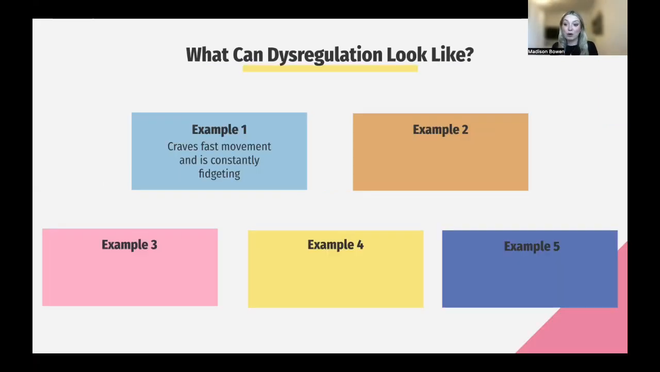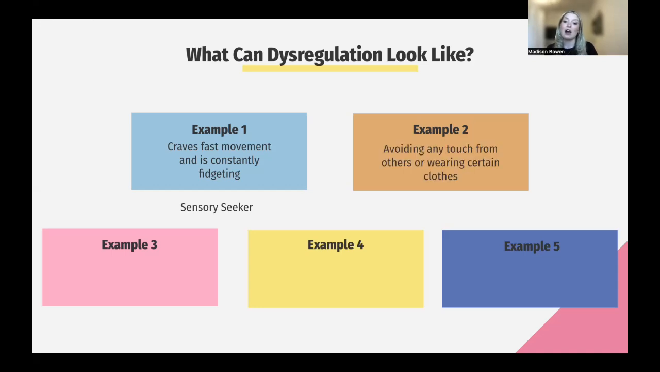I know this can be a foreign concept, so I wanted to include some examples of what this would look like in real life. So our first example: craves fast movement and is constantly fidgeting. So this is a sensory seeker. This is a child who is constantly seeking input from the vestibular system.